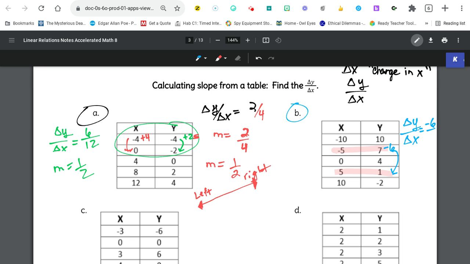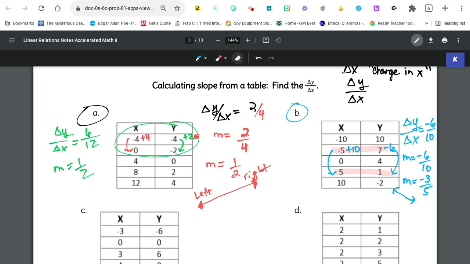And then look at your corresponding y values. What are you doing in -5 to get to 5? Well, you're going up 10. -5 plus 10 equals 5. So this is going to end up being -6/10, but I'm going to simplify. I can divide them both by 2. That would give me -3/5 for the slope. And this is the one that will be going down from left to right.